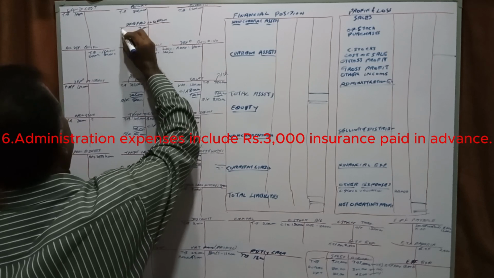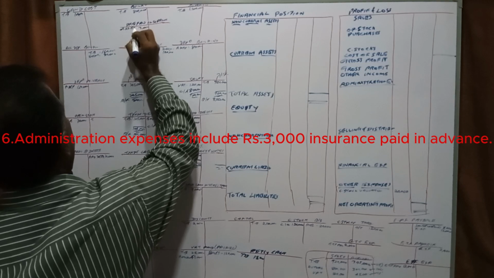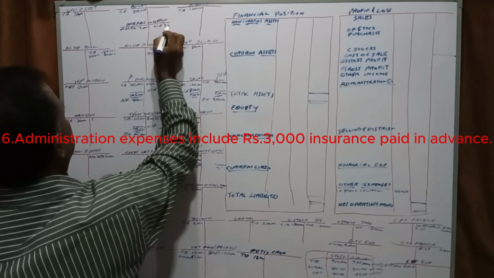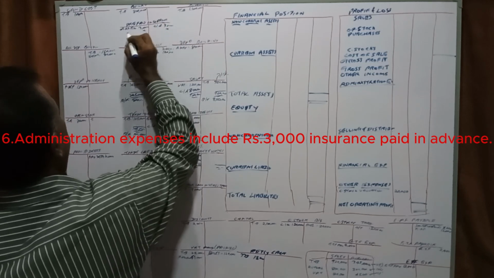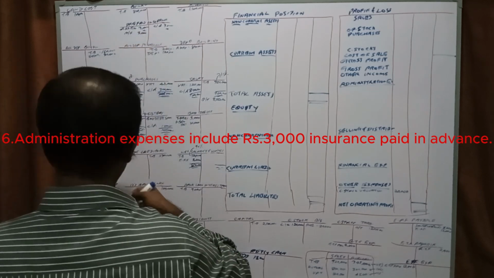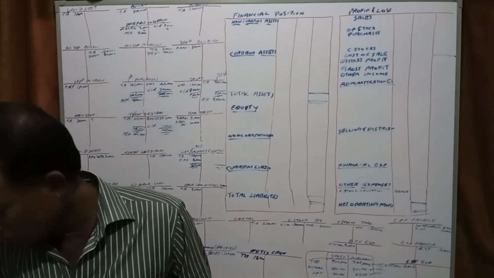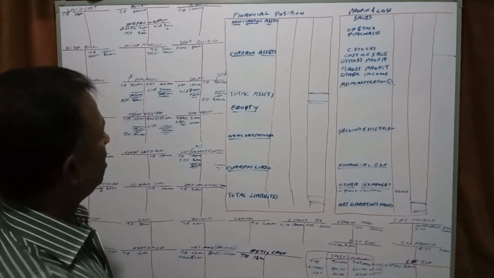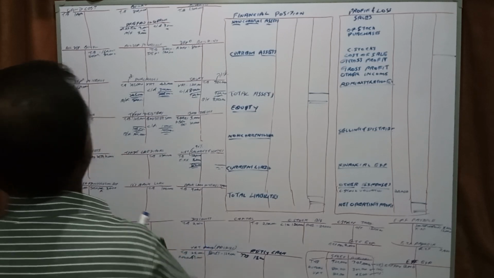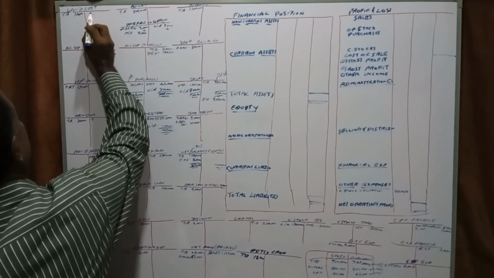Admin expenses, other admin expenses, this is carried down, and brought forward 3,000 as prepaid insurance. So those are the adjustments we have to make. Now we have to transfer all the balances. You have to calculate like this. You have to close the T accounts.